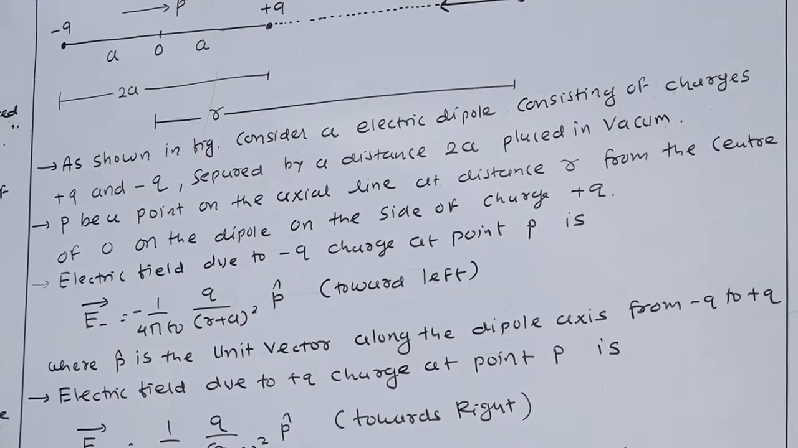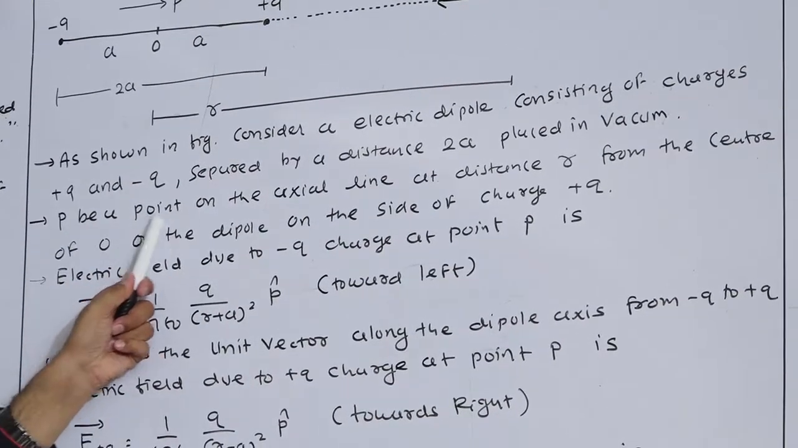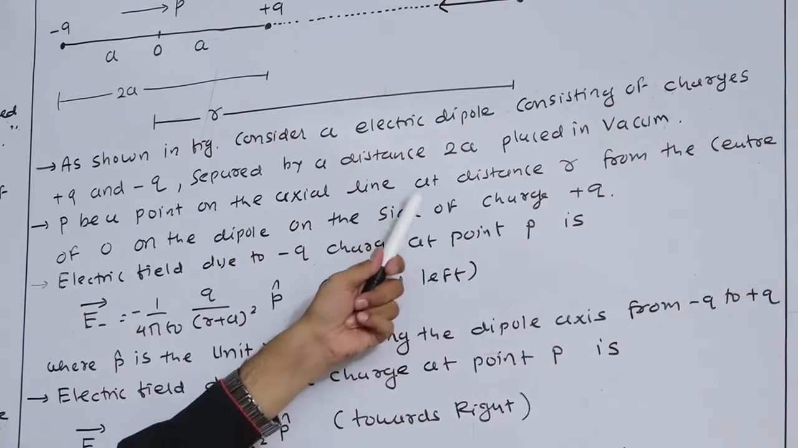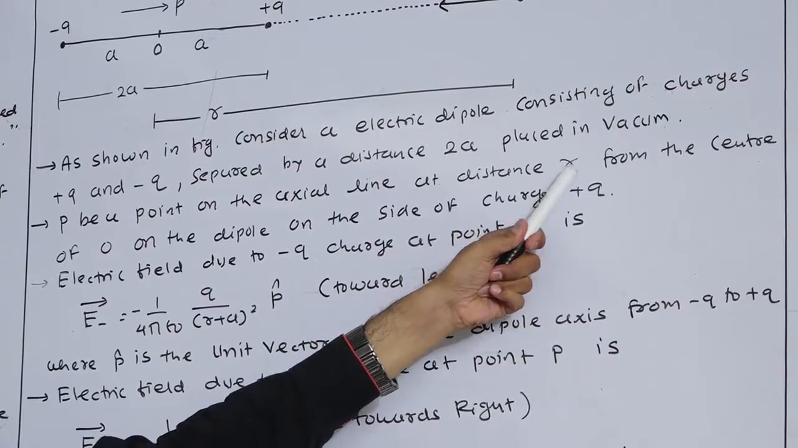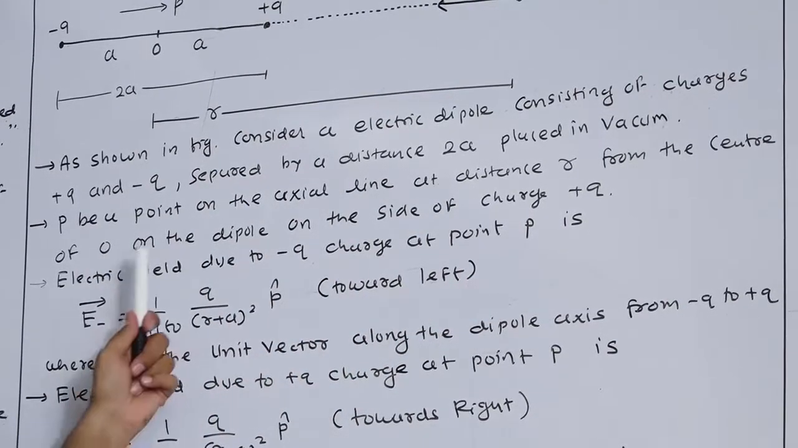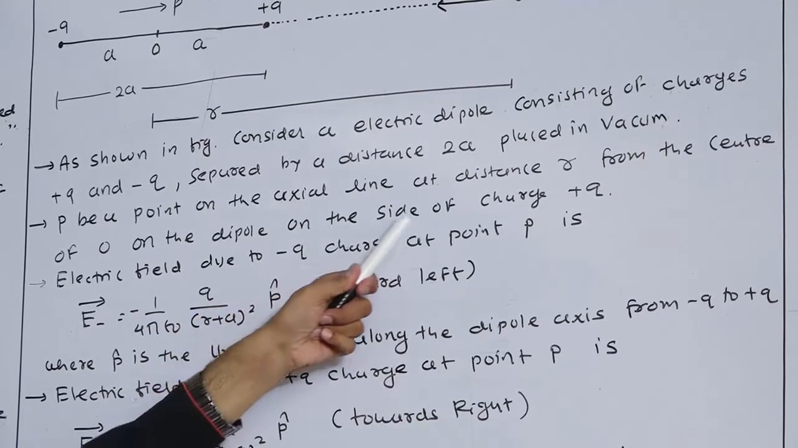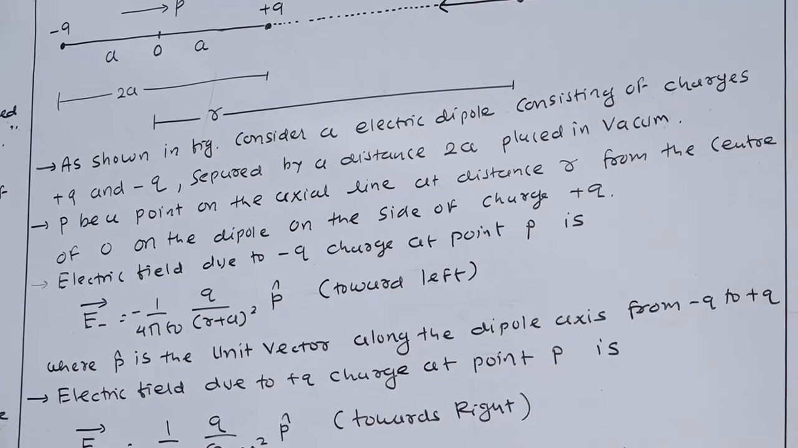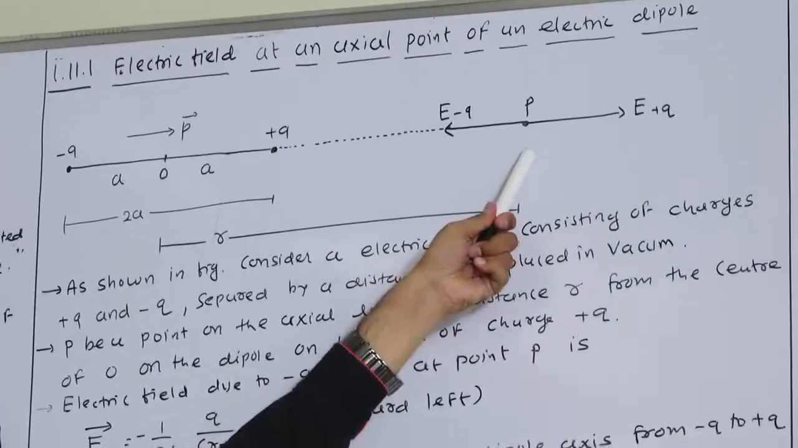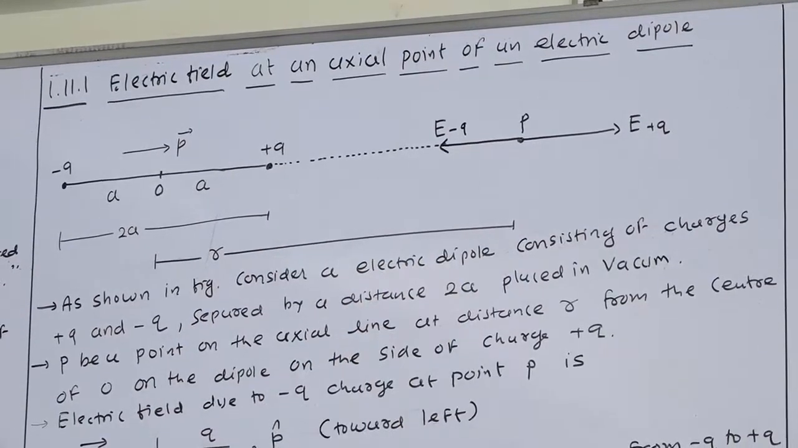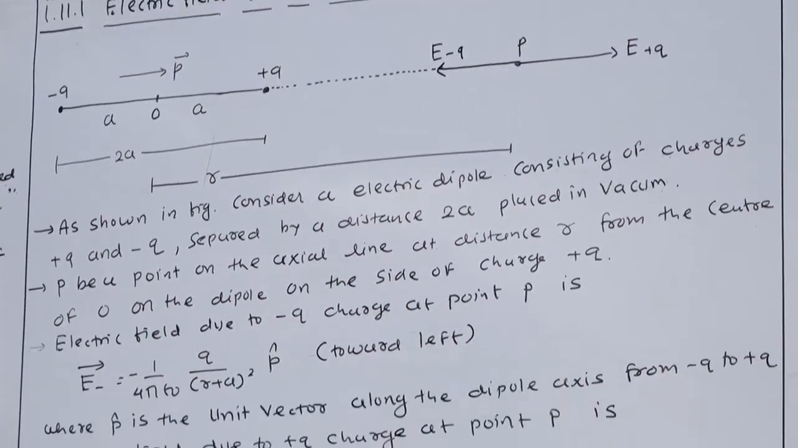Next, P is a point on the axial line at a distance r from the center O of the dipole, on the side of the plus q charge. The point P is lying on the side of the plus q charge.